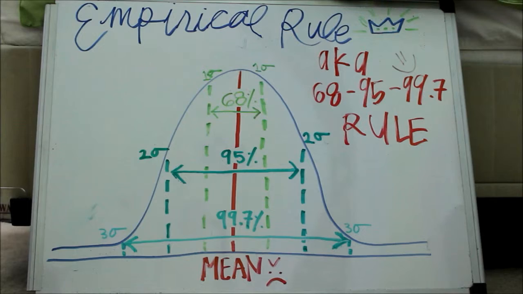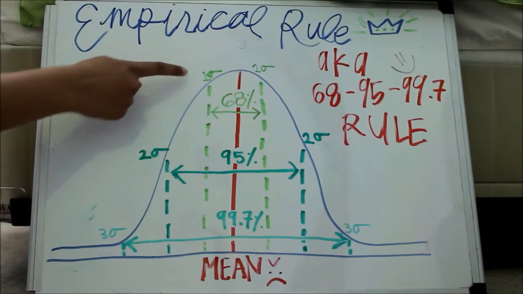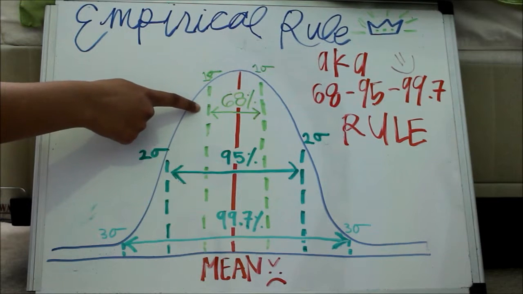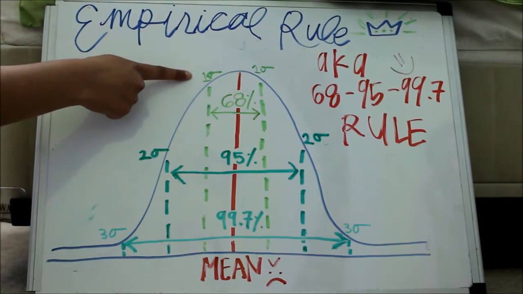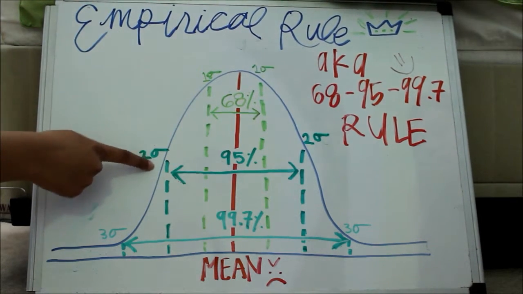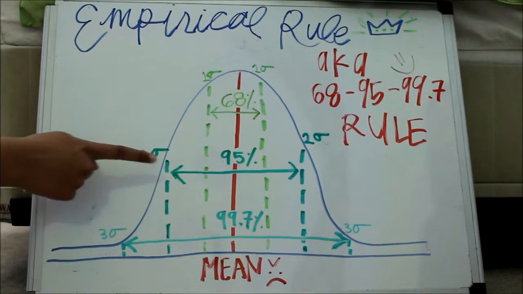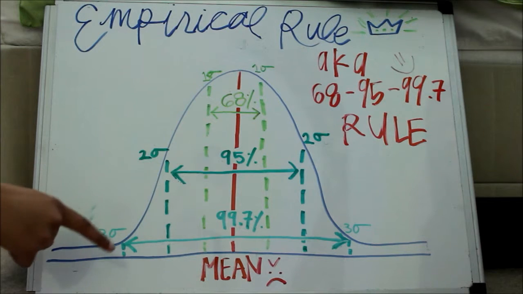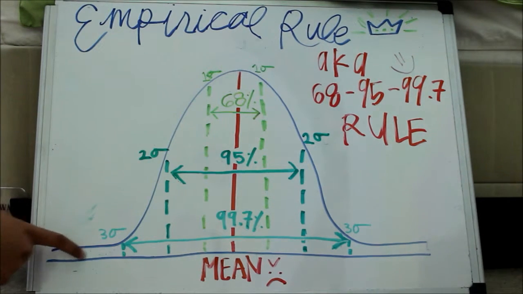But just a review, if you go one standard deviation out of a normal distribution, 68% of the observations will fall within one standard deviation, 95% will fall in two standard deviations, and 99.7% of the observations will fall within three standard deviations. And then the rest are just out here.